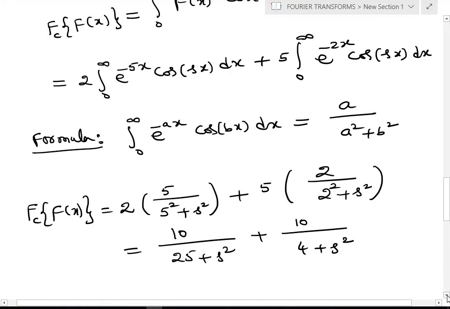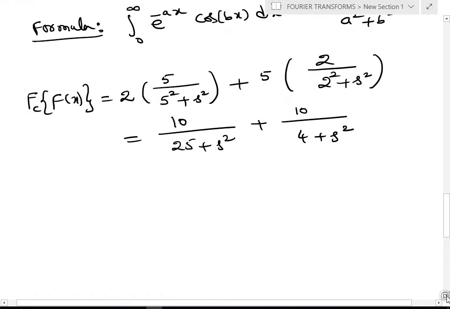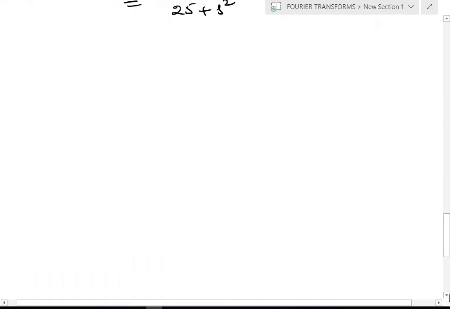In this way we can solve the problems very easily. So be careful. Whether it is the sine transformation or cosine transformation, the important thing you need to remember is that you must know the integrations. If you don't know the integration, then it is very difficult, and you will get stuck there. Fine, so we'll take some other examples also.